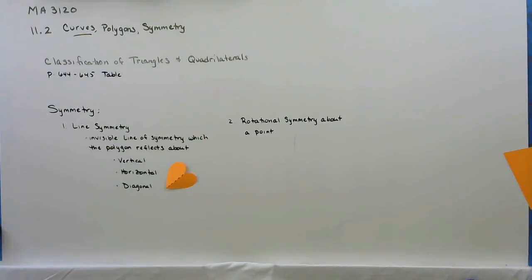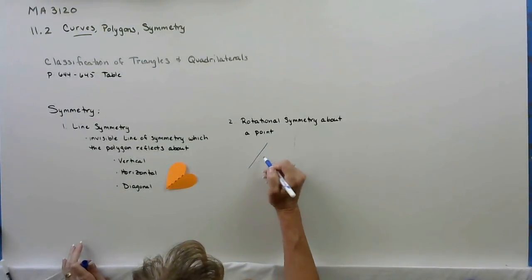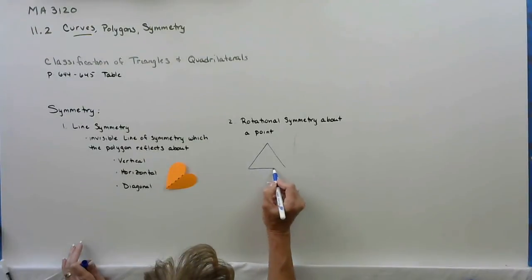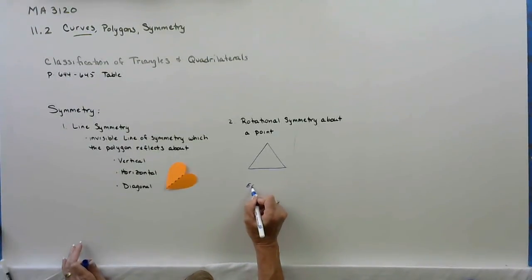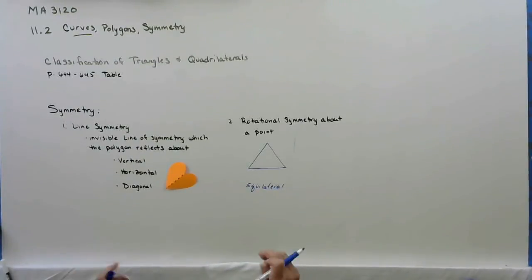I was going to say maybe I'll just sketch instead. If I think of an equiangular triangle, I mean an equilateral triangle, so here's an equilateral triangle. All sides are the same. It also happens to be equiangular, with all angles the same.